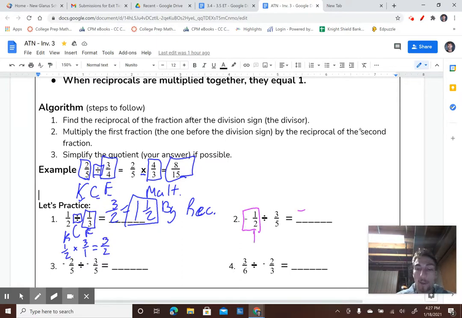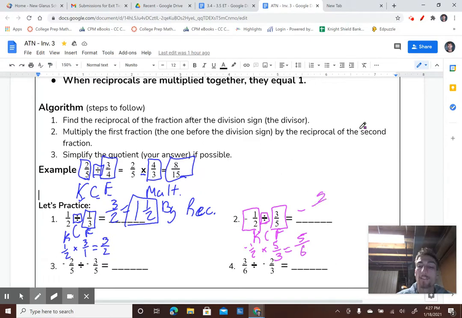And now I'm going to use that method of keep, change, flip. So I'm going to keep that first fraction the same, -1/2. I'm going to change my division sign to a multiplication sign. And then finally, I'm going to flip that 3/5 and make it 5/3, multiplying by the reciprocal, we call it. And here we're going to get 1 times 5 on top. And we're going to get 2 times 3 on the bottom.